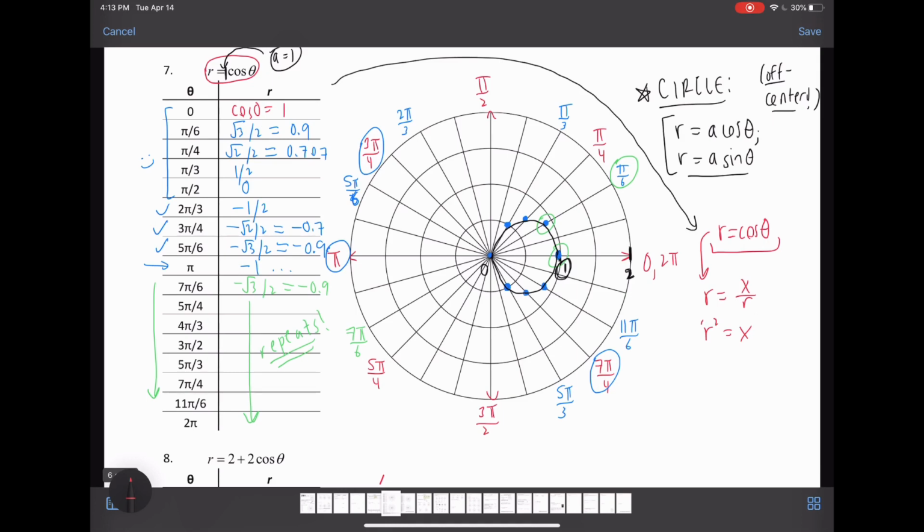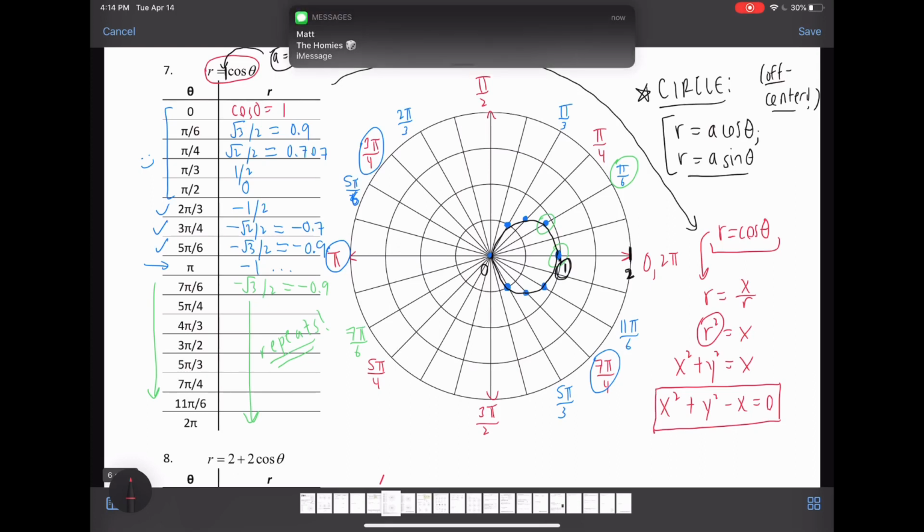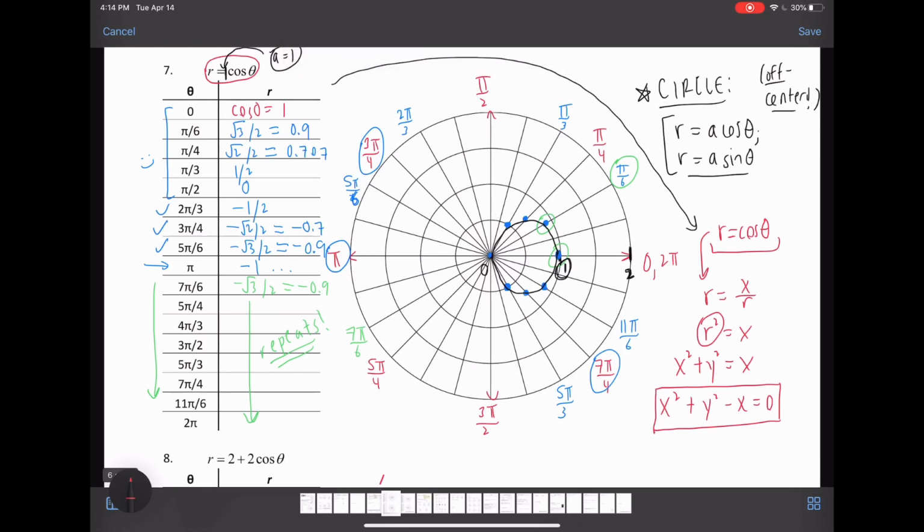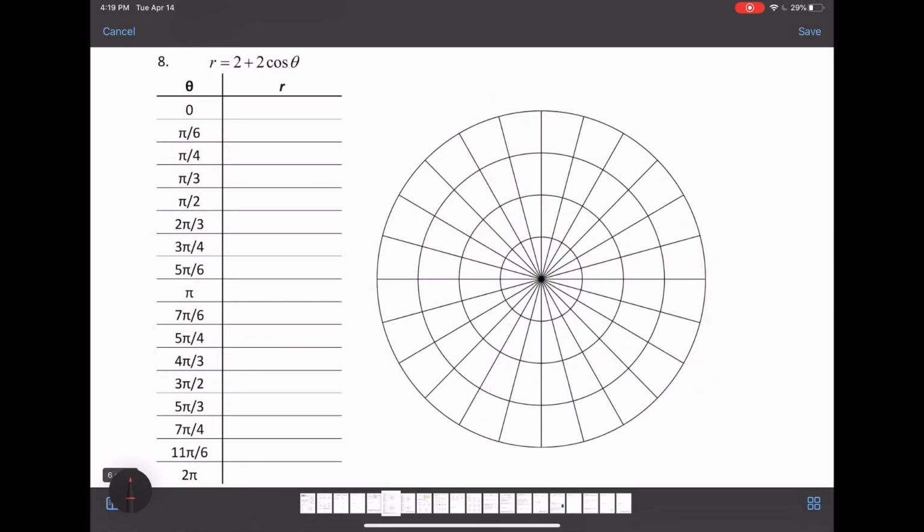Now I like this. I know for r squared, I can plug in x squared plus y squared using my conversion formulas. And this now looks like an off-centered circle. Minus x equals 0. So here's one way to write it in general form. If somebody needed it in standard form, we could complete the square once to be able to get that. And that is looking pretty good. All right, I'm excited to see what this next one looks like.